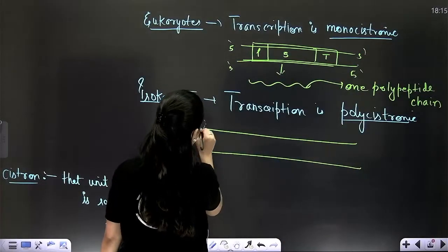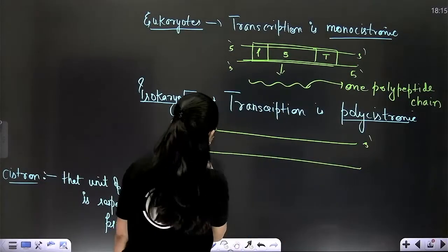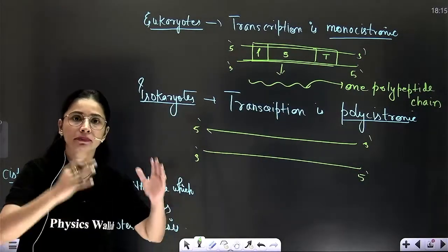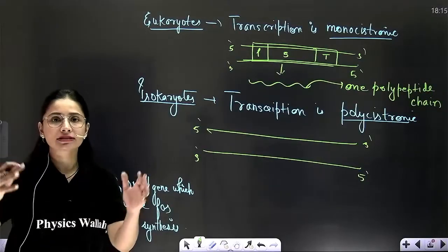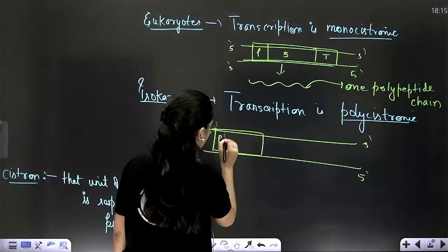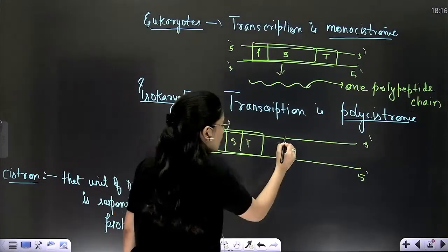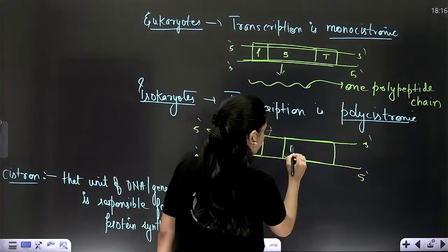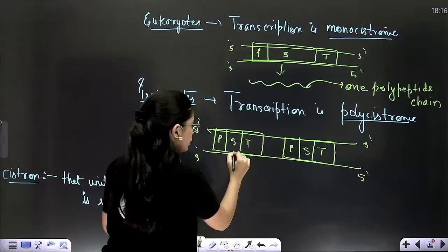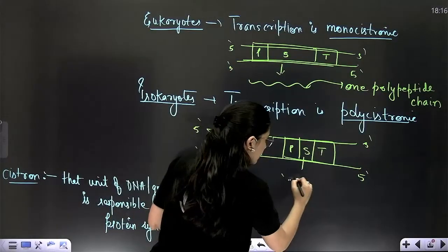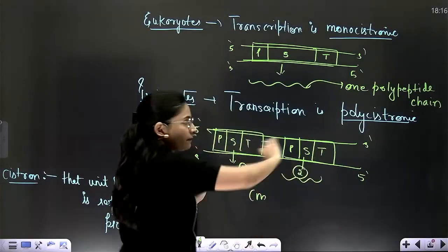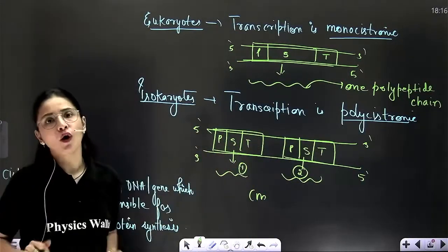Strands are anti-parallel. Correct? Now, in one segment of DNA, there will be many active regions, many transcription units. Promoter, structural gene, terminator. Again, a promoter may come, structural gene, terminator. So from one segment of DNA, you obtain many polypeptide chains. This is one polypeptide chain, this is another polypeptide chain from one segment of DNA.